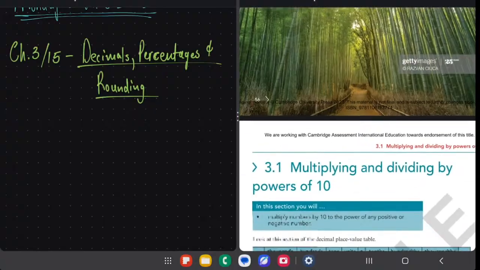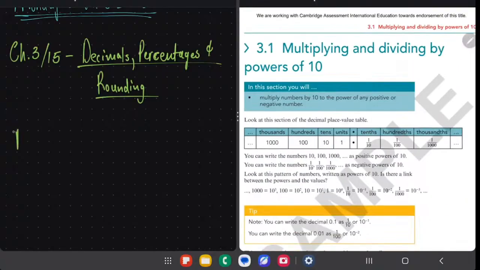Part 1, the first thing that you must know from chapter 3. So, by the end of the lesson, I want you to say, I now know chapter 3 in maths. I have 15 chapters to know. Now I know chapter 3.